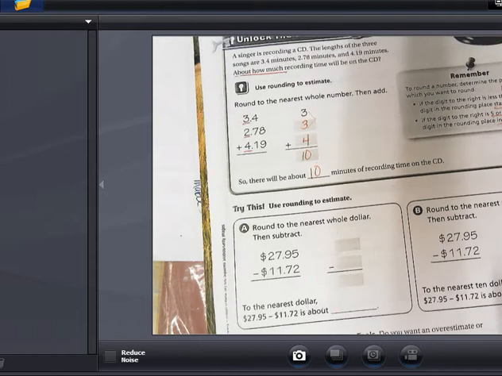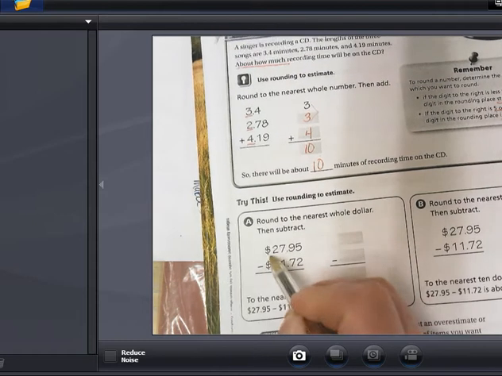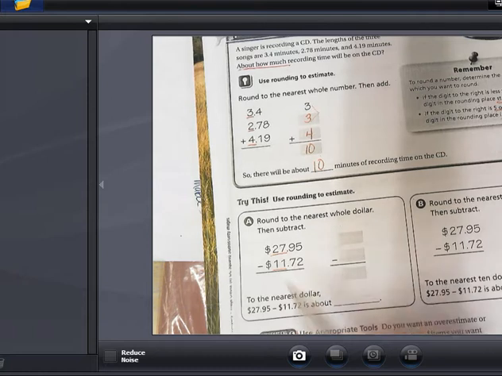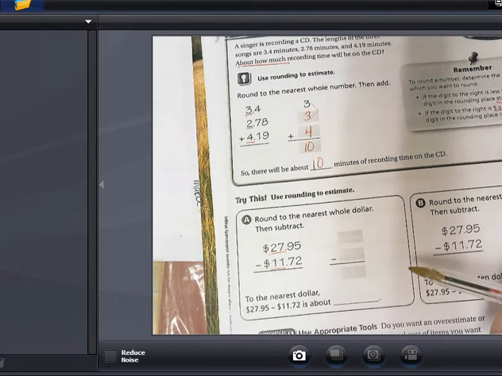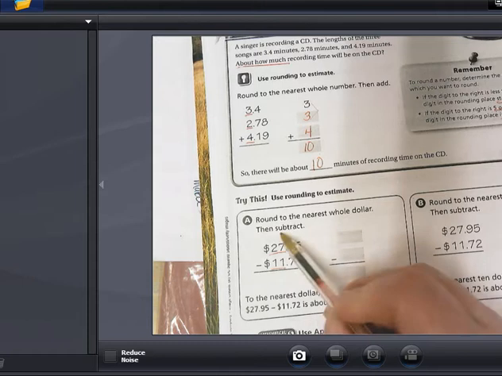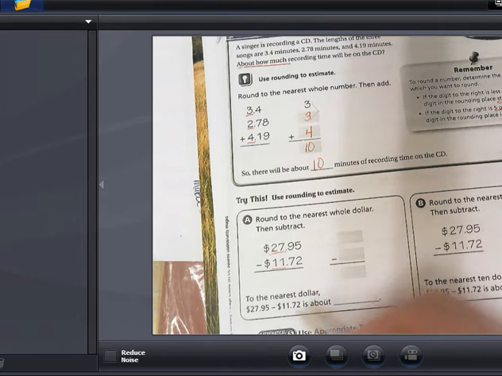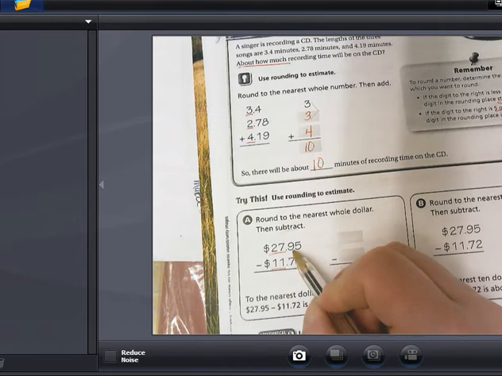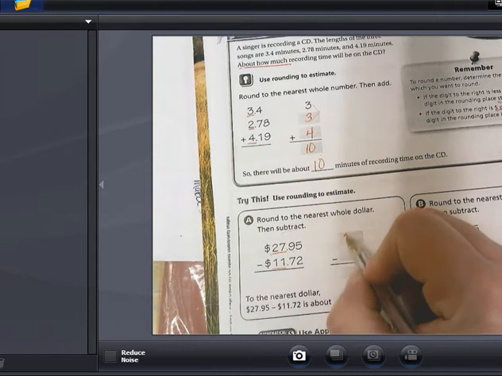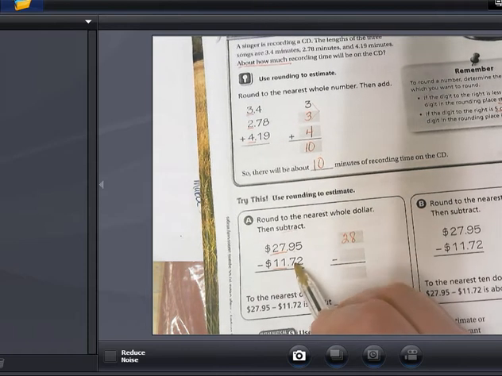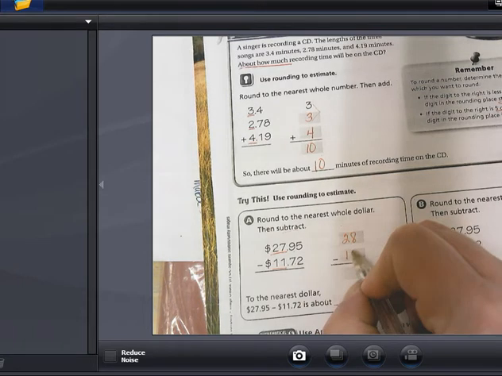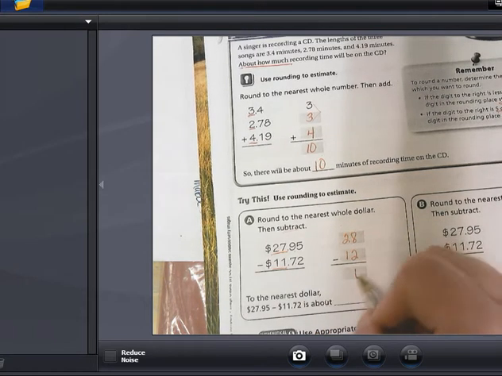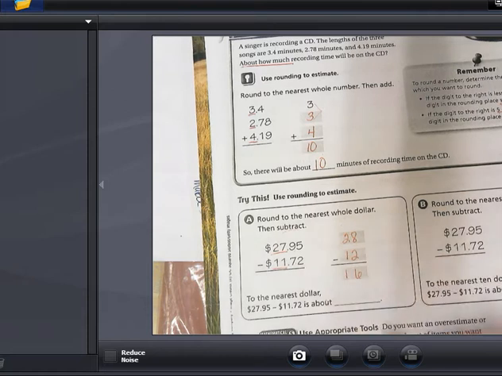Okay, now we're going to round to the nearest whole dollar. So I'm going to underline the whole dollars. That's the whole dollar. The rest is cents. So this time we're subtracting to find the difference. The 9 tells the 27 to go up to 28, and the 7 tells the 11 to go up to the 12. Now we're subtracting, and I get 16.